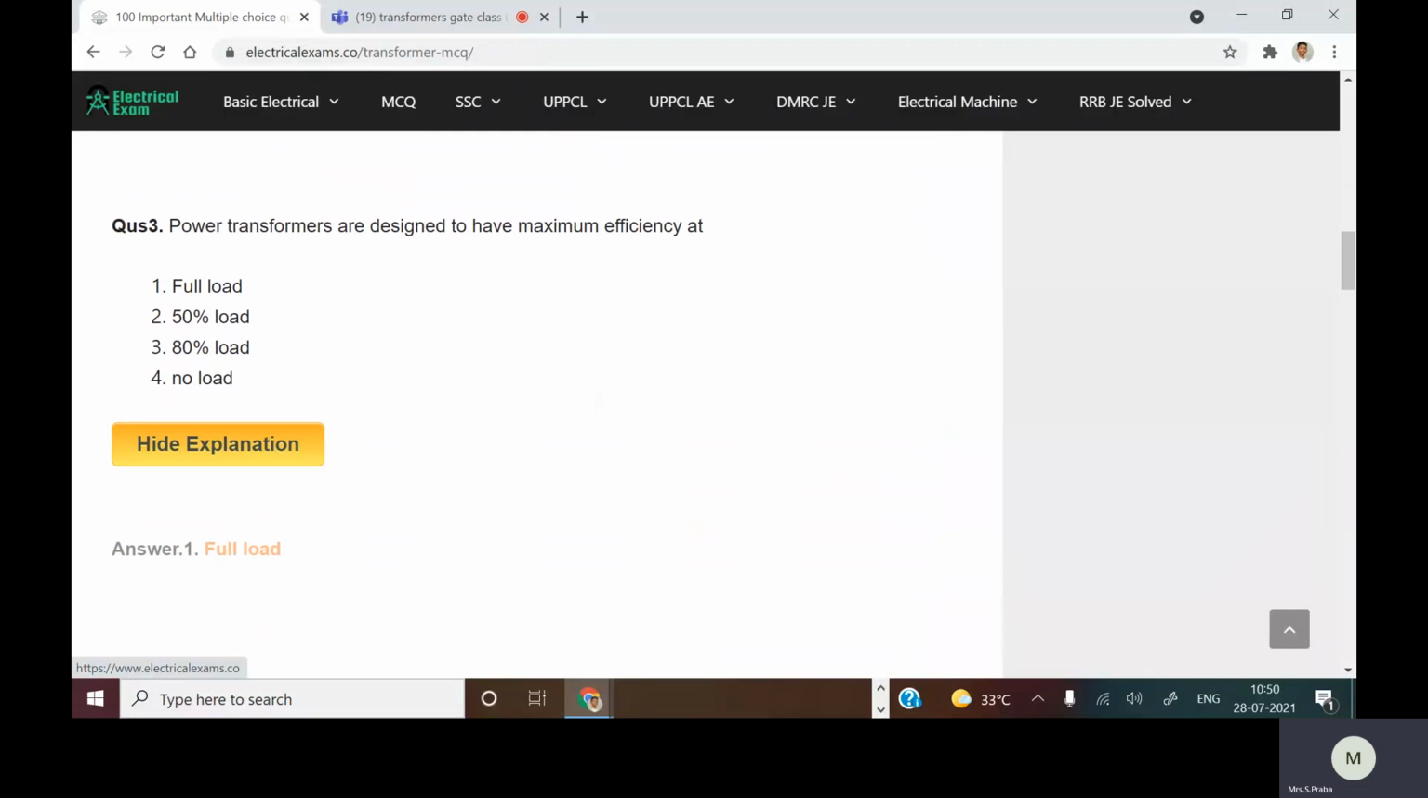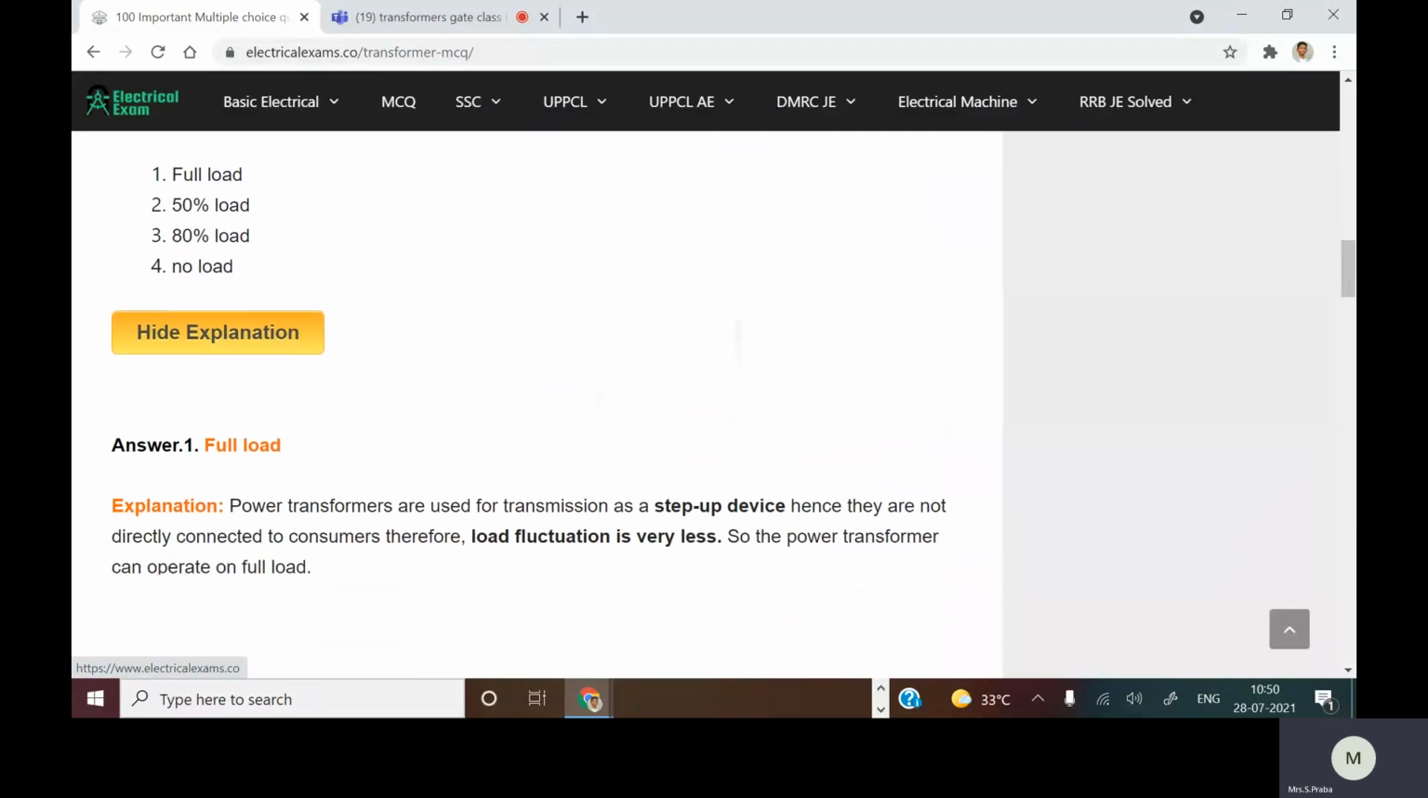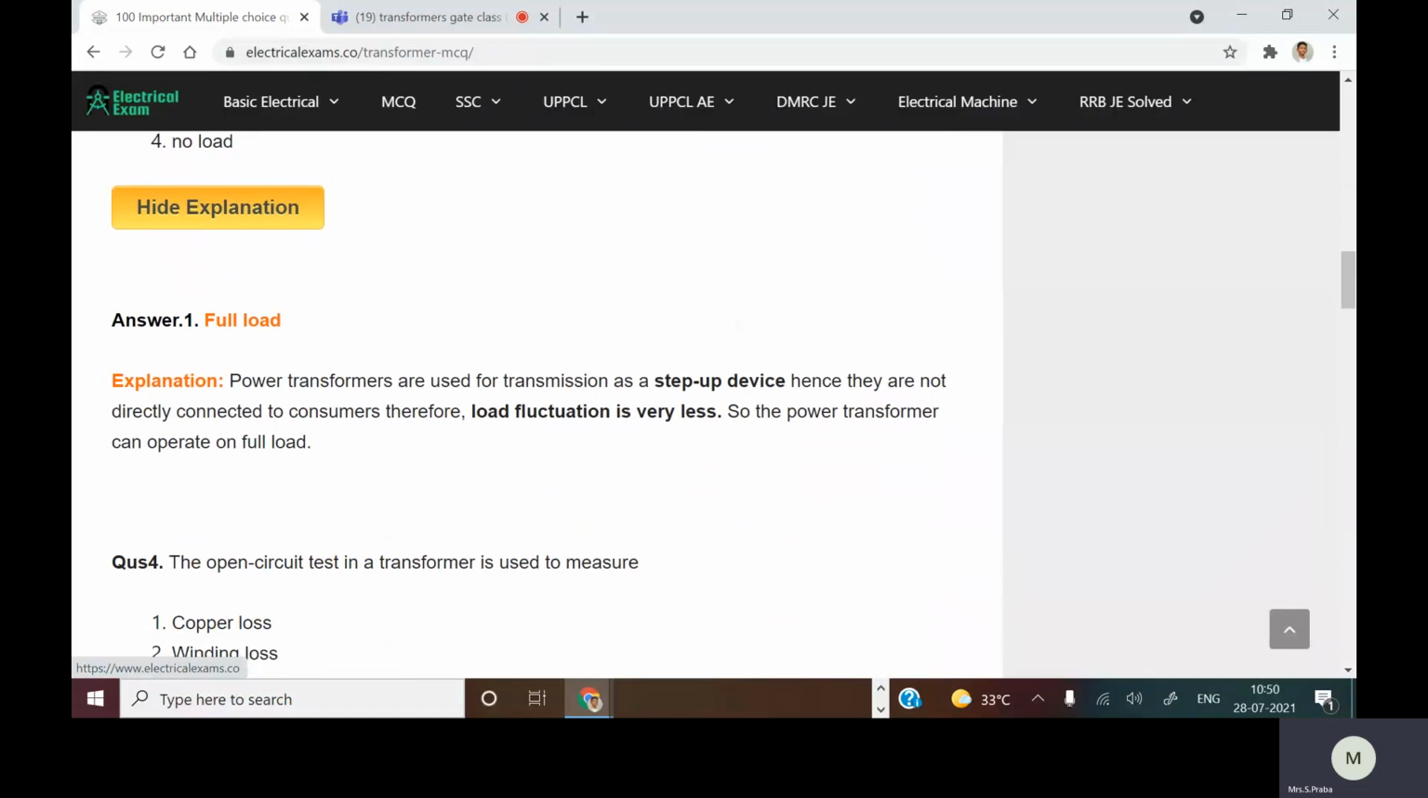Full load. Once the power transformer is fully loaded, in that case only the power transformer is designed. So power transformers are designed to have a maximum efficiency at full load. The power transformers are used for transformation as a step up device. That is, mostly it is used in the case of stepping up. Hence, they are not directly connected to the consumers.